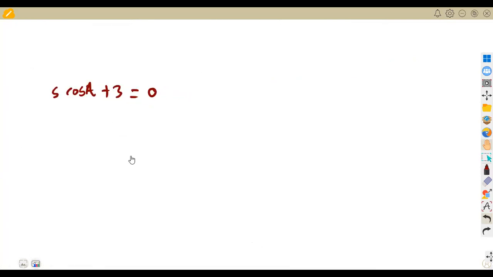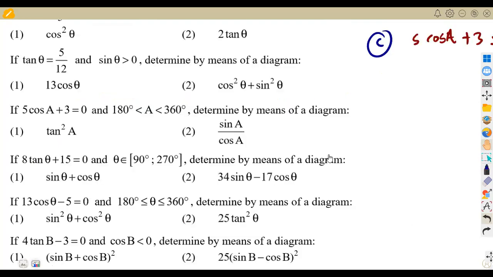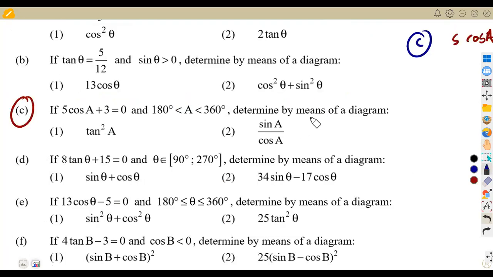The same A that we have here is greater than 180 degrees, less than 360 degrees. All right, what type of A is this one? Let us consider this. So this is our C part. After that, they are saying we are supposed to determine by means of a diagram the tan and the other ratios that you're given there.